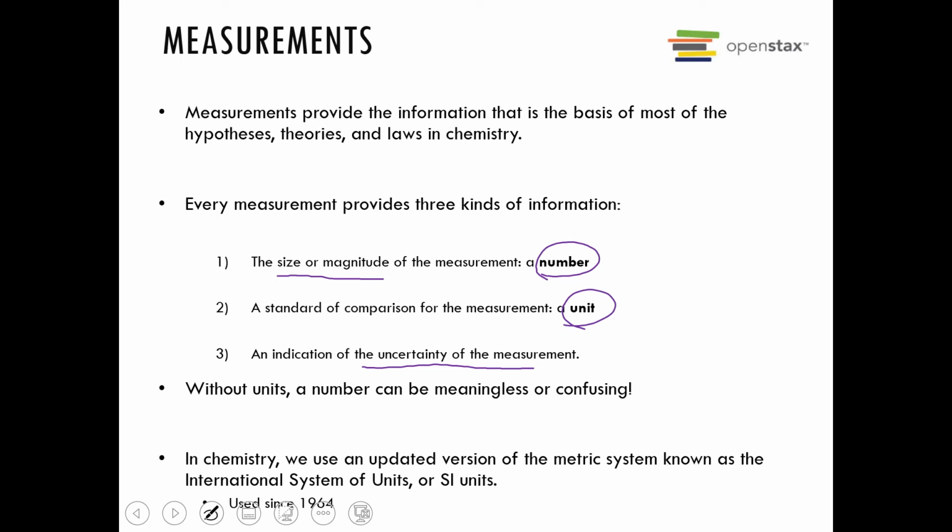Without units, a number can be misleading or confusing. Like if I just said 5, and that was my answer, and I didn't have anything else after that. Do I mean 5 gumballs? Do I mean 5 cars? Do I mean 5 miles? So it's important to have a unit after it. 5 meters.